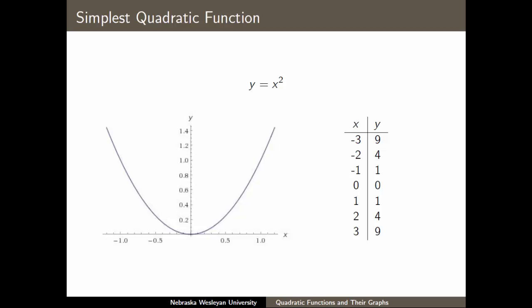Squaring a negative value of x also produces a positive value of y, so we see a mirror image of the positive x values in the negative x values. In addition to generally changing less rapidly than the exponential function, a quadratic function is able to take on the value y equals 0, which no exponential function is capable of.